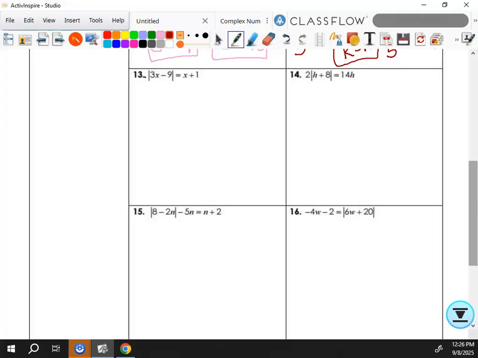The rest of them I didn't have to. I could, and I could check myself. But if you have variables inside and outside, that's when you have to check. Okay. So let's get this one done. I have this isolated already.